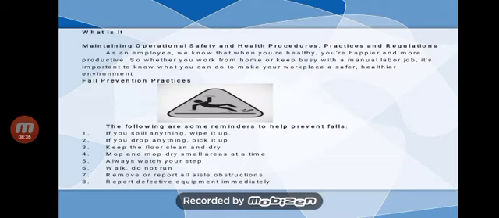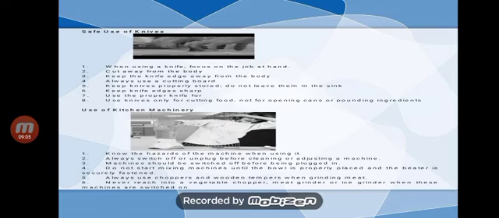Fall prevention practices. The following are some reminders to help prevent falls. If you spill anything, wipe it up. If you drop anything, pick it up. Keep the floor clean and dry. Mop small areas at a time. Always watch your step. Walk, do not run. Remove or report all obstructions. Report defective equipment immediately.